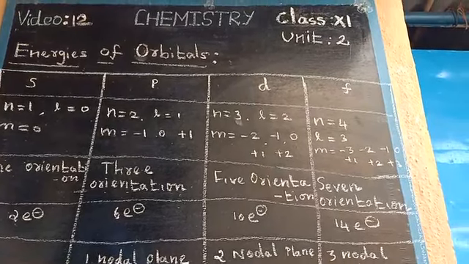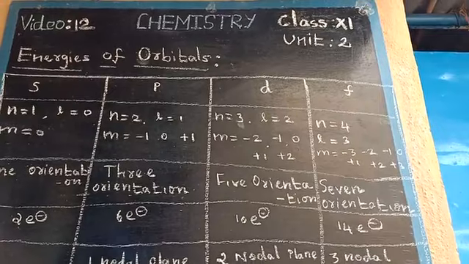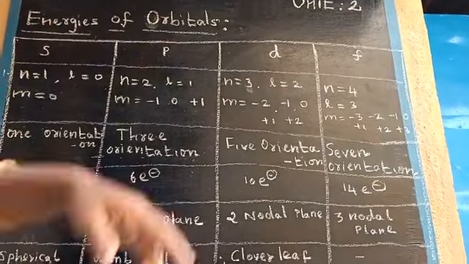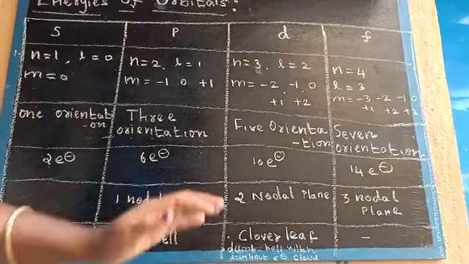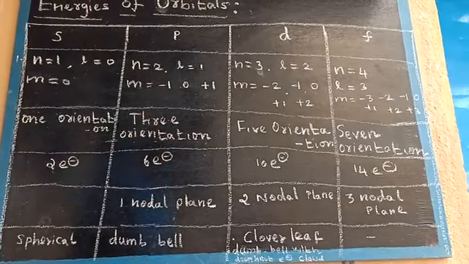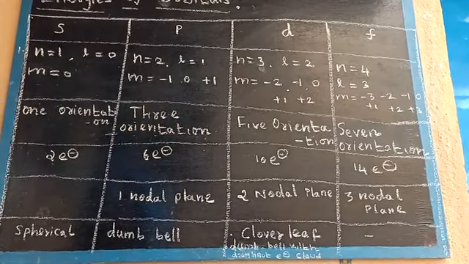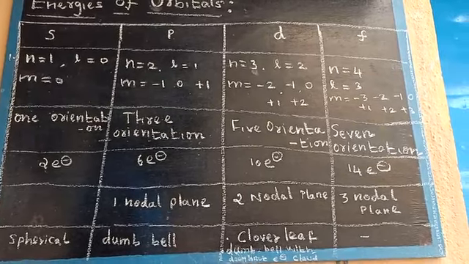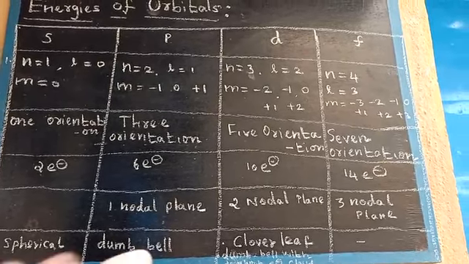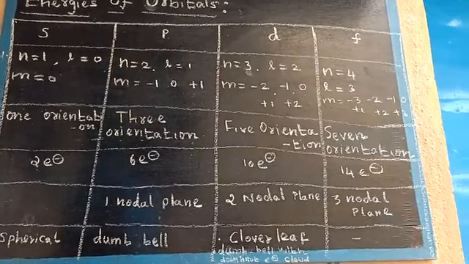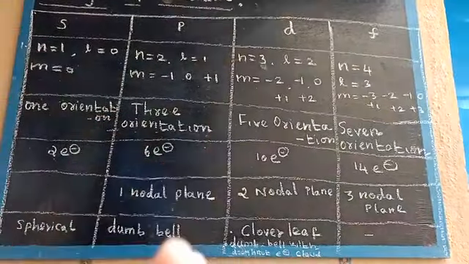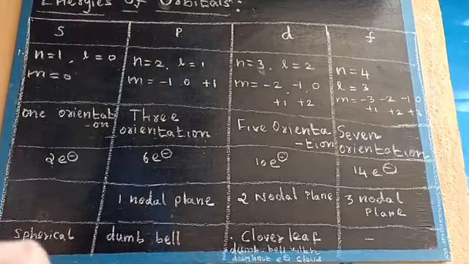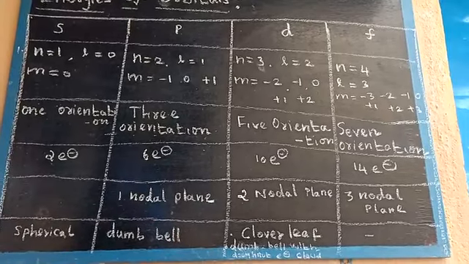For this session, we are going to discuss the topic energies of orbitals. First part, I recall the previous session. In the previous session, we talked about the orbitals and the shapes of orbitals. Totally there are 4 orbitals: s orbital, p orbital, d orbital and f orbital.